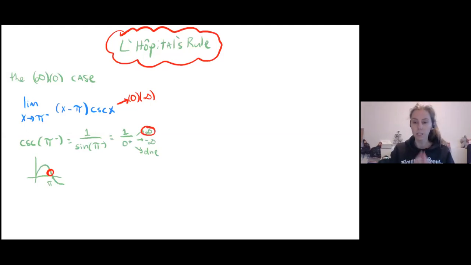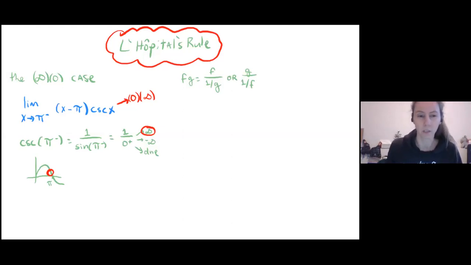Now remember, in the 0 times infinity case, our goal is always to take it and turn it into either 0 over 0 or infinity over infinity. And the question becomes, which is a better thing to turn it into? Well, when there are trig functions involved, because we have those reciprocal identities, it's usually a good plan to bring the trig function to the bottom.